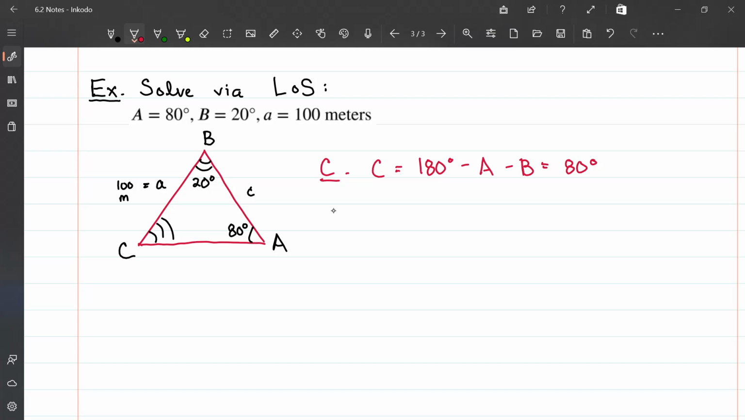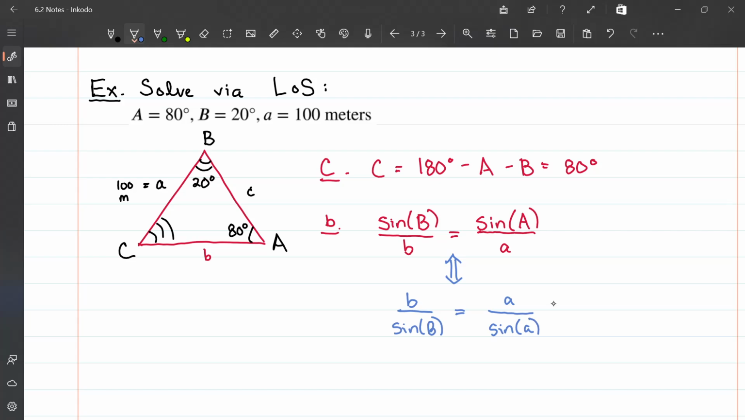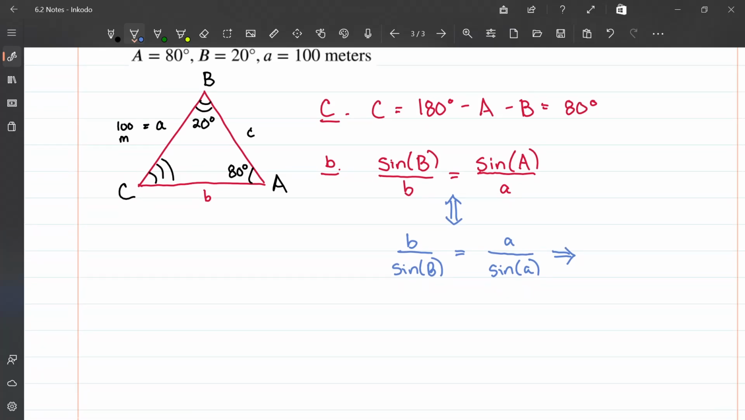Now, the next one I'm going to do is, oops, I almost forgot to put in little b down here. Little b is the one I'm going to solve for next. And of course, we can write this equation in one of two ways. The first one is. The second one is. Rewriting using algebra and doing a little bit of calculation gives us approximately 34.73.